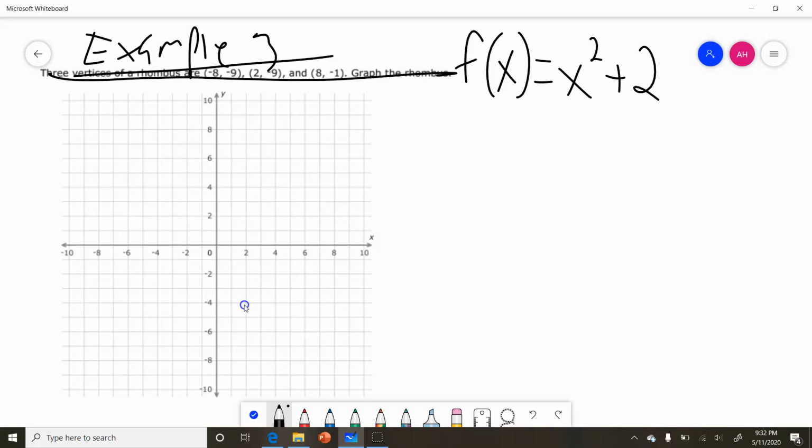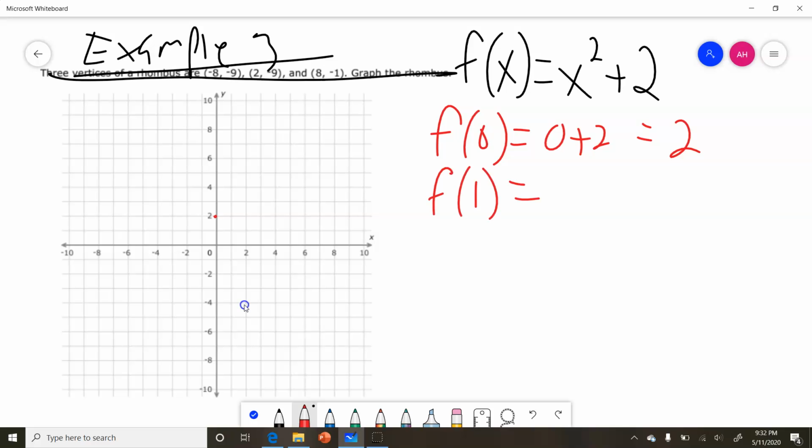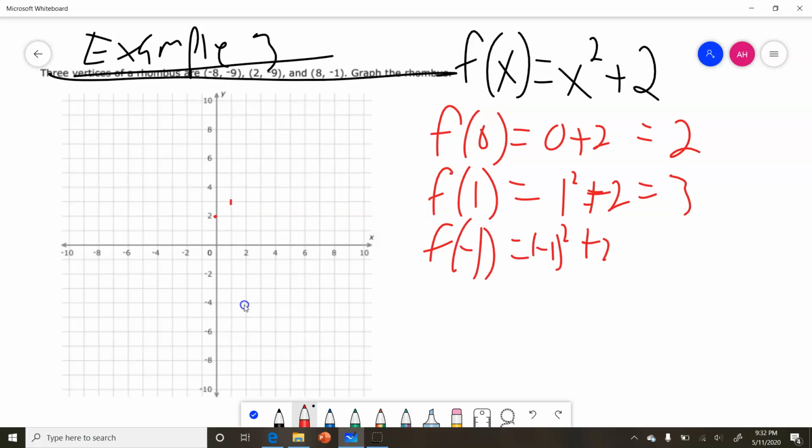Okay, so now all we have to do is plug in numbers, right? Let's do f of 0. What's 0 plus 2 equals 2. So at 0, I'm up here. Now this should look familiar because we did stuff like this, right? What's 1 squared plus 2? Well, that's 3, right? 1 squared is 1, plus 2 is 3. So at 1, we're at 3. And then I do negative 1, and we get the same thing, right? Negative 1 squared, which is 1 plus 2 equals 3. So I'm back up here.